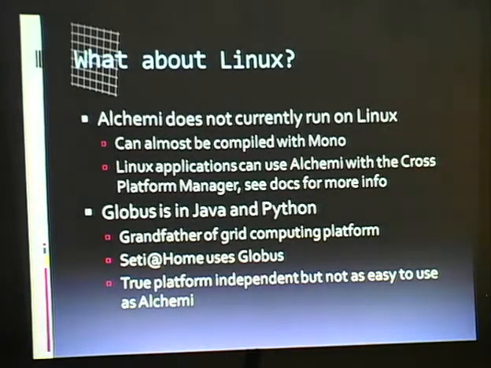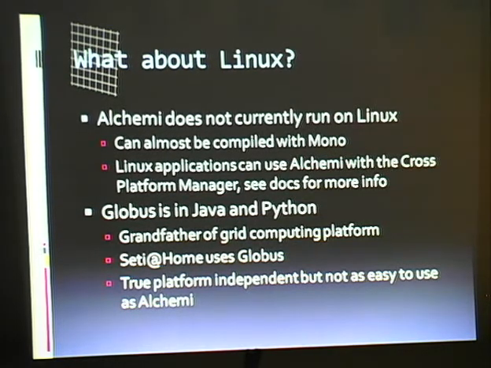Okay, so one of the big questions is, what about Linux? I've been talking all this stuff about Windows. What about Linux? Alchemi doesn't currently run on Linux, obviously, because it's a Windows application. It can almost be compiled with Mono, almost. The biggest issue is the actual Windows Forms component to be able to compile it over into Mono. It would take a little bit of tweaking to get it to work. But you can have Linux applications that use the Globus interface to communicate with an Alchemi grid using what's called a cross-platform manager. See the documentation if you want to know more.